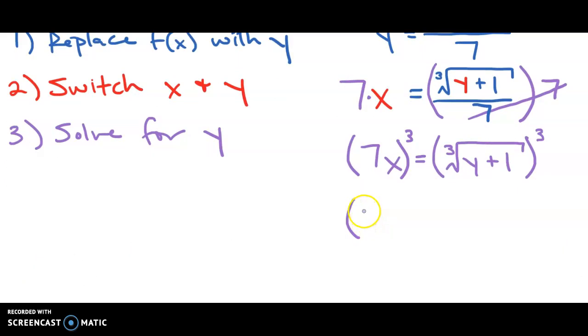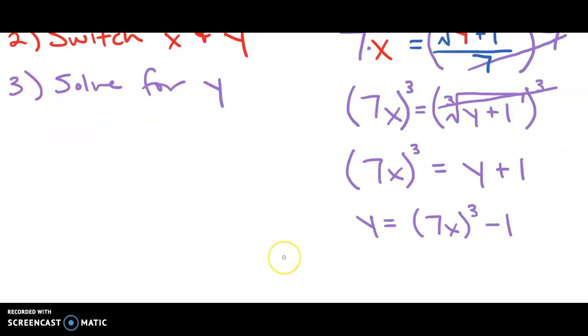When I do that, I'm going to have 7x, all of that cubed, and that's equal to just our argument, whatever's underneath our cubed root, which is just y plus 1. The last thing we need to do, I'm going to have you tell me, because I know you know what to do. What is the last thing I need to do to isolate y? Heck yeah, we got to subtract 1 from both sides. And so when we do that, we get y equals 7x cubed minus 1.